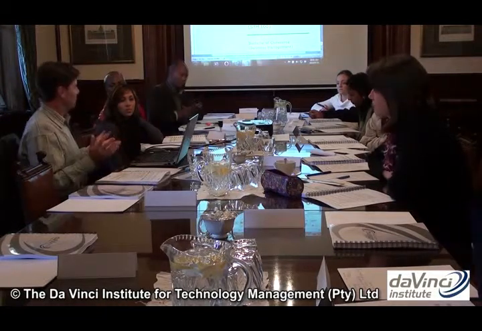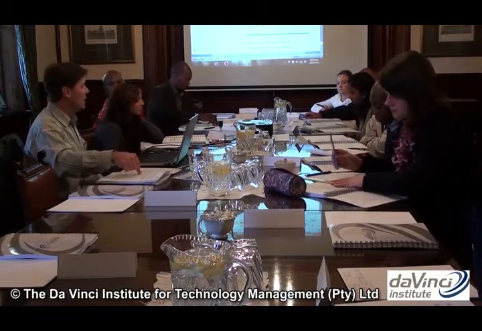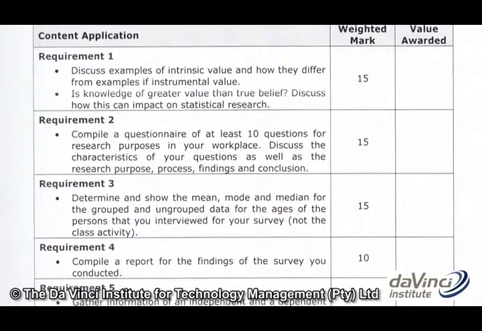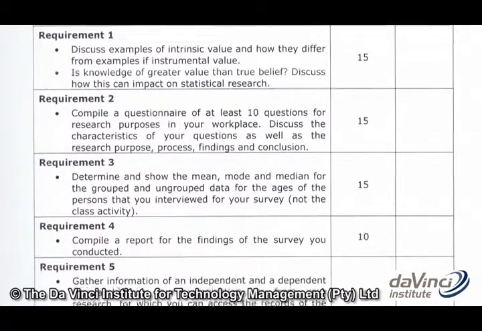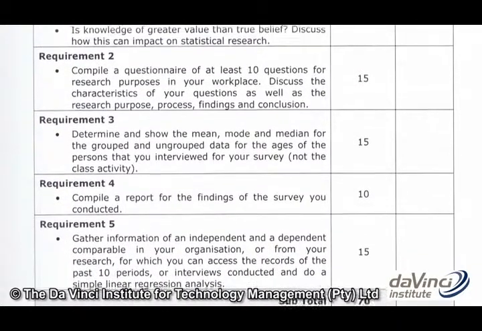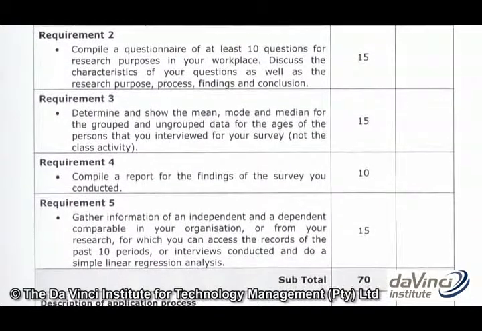All right, guys, everyone okay? So that requirement two, do you see it's very much about the workplace, about making that information real? About gaining information that is relevant to your workplace and taking it back to the workplace. Look at requirement three. Can I ask Emmanuel, won't you read for me, please? Determine and show the mean, mode and median for the group and group data for the age of person that you interview for your survey, not the class activity. Okay, we're going to do a class activity around this as well, but it's not the class activity, so you're going to do it by yourselves.